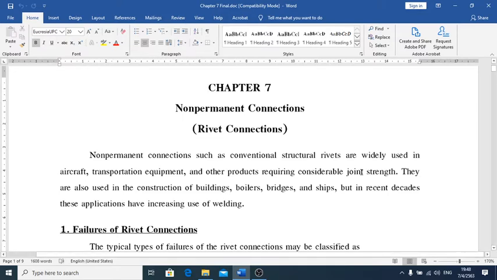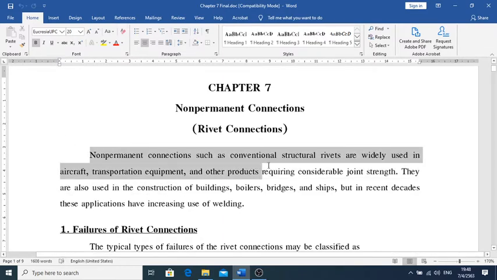The content for today's lecture is going to be on chapter 7. It's going to be talking about non-permanent connections, with emphasis on rivet connections. What does it mean by rivet? A rivet is something that will be fixed together with non-permanent things. Typically, non-permanent connectors such as conventional structural rivets are widely used in aircraft, transportation equipment, and other products requiring considerable joint strength.